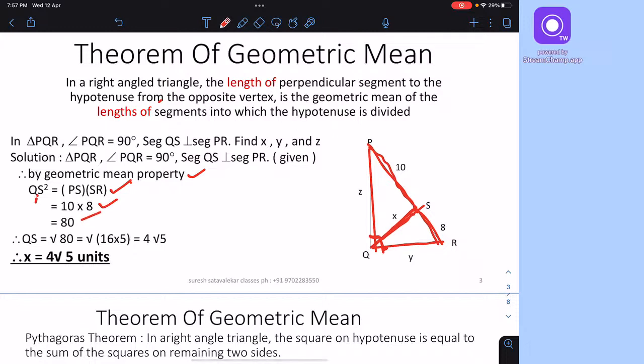Taking square roots, square root of QS square is QS. This is square root of 80. This you can factorize. 16 into 5 is 80. The square root of 16 is 4 and square root of 5 we are writing as root 5 only. Therefore the value of X is 4 root 5. This X is 4 root 5.